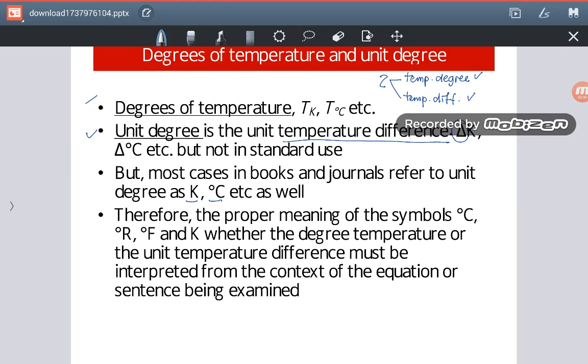Because in most cases this symbol is not included to differentiate between the temperature difference and the temperature degree, the proper meaning of the symbol, whether it's degree Celsius, Rankine, degree Fahrenheit or Kelvin, whether it's the temperature degree or the temperature difference, must be interpreted by us from the context of the equation or sentence that is being examined. So it's up to us to differentiate between both, because we need to differentiate it in order for us to solve the problem related to temperature.